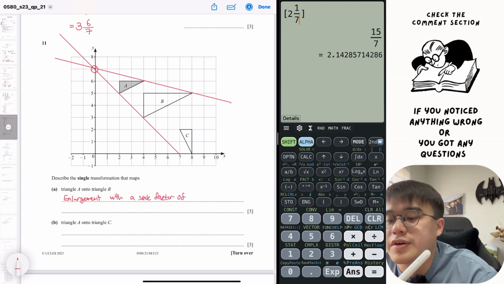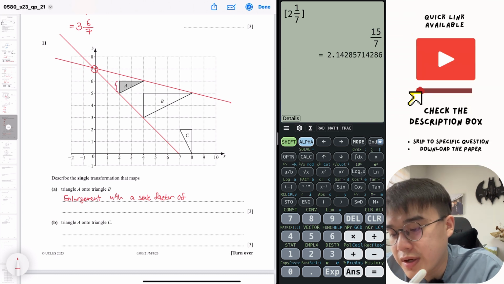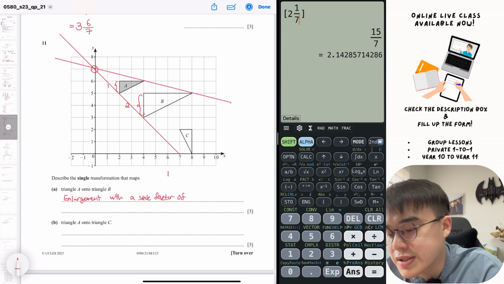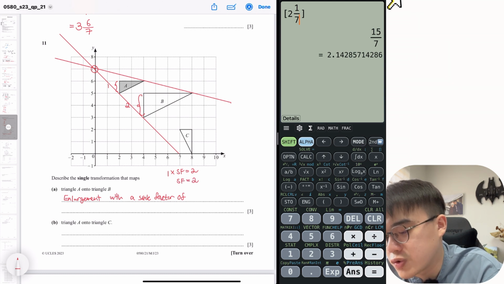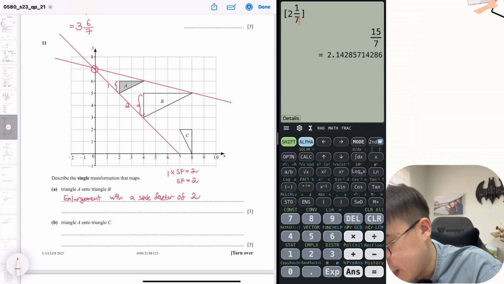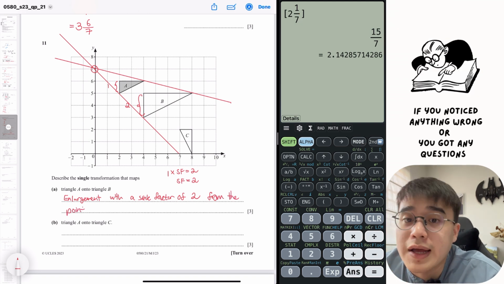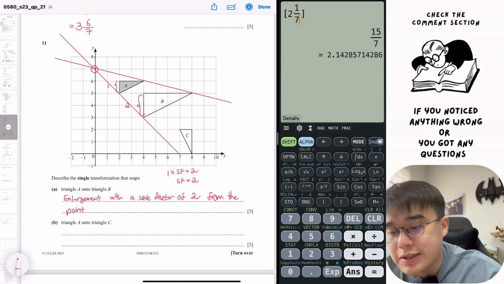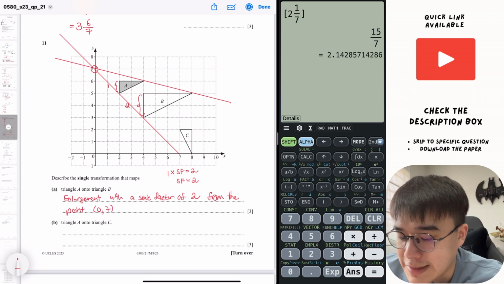Okay, so for this part here, all you need to do is compare either one of the sides. So let's say I compare this, here is 1, suddenly it turns into 2. If you wanted to see the full workings, it's 1 times scale factor equals 2. And to find the scale factor, you have to transfer the 1 away, which results in 2. This is how you find the scale factor here. And lastly, from the point, you can write center of enlargement if you want. I'm just going to write point here at 0, 7. So this is how you get it done.